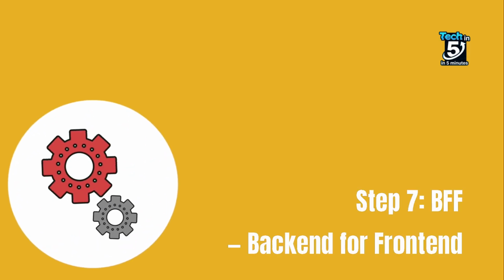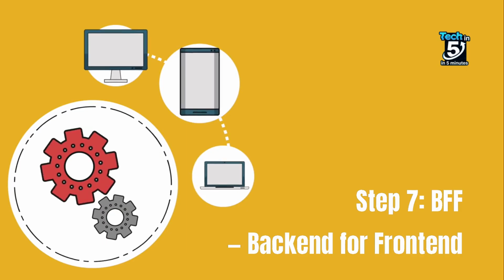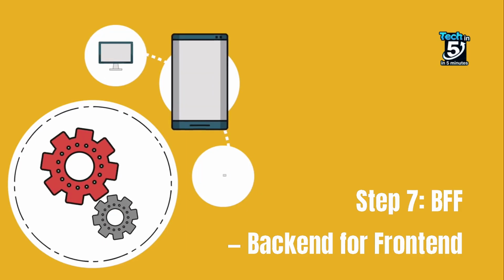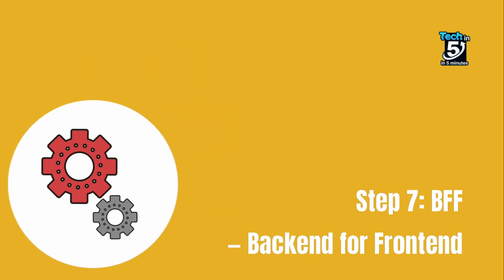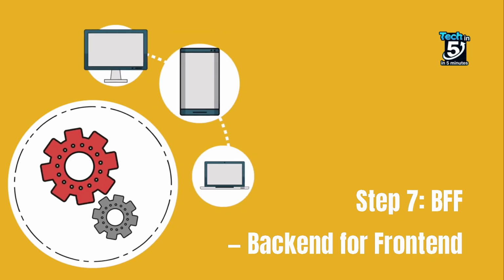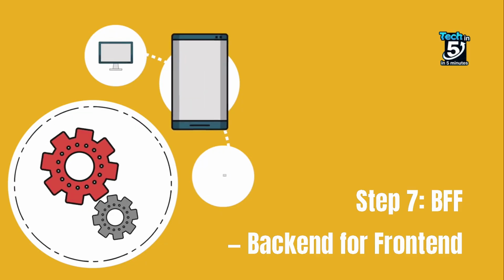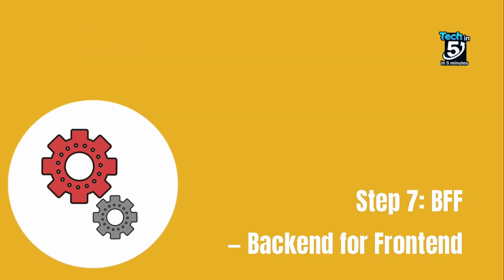Step 7. BFF, backend for frontend. To serve customers efficiently, we often build separate API gateways for different clients, one for mobile, another for web. Each BFF tailors responses to the specific client, improving speed and reducing data load.